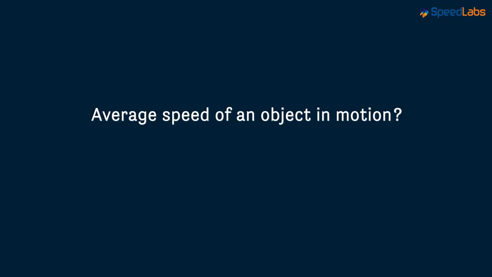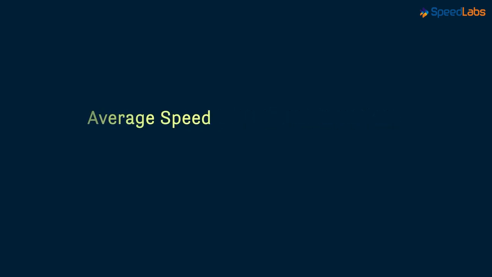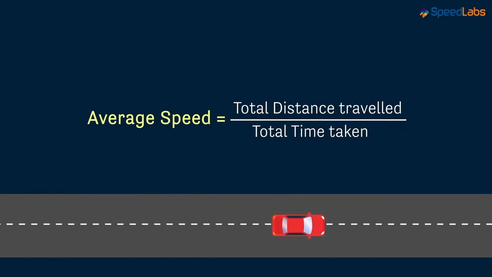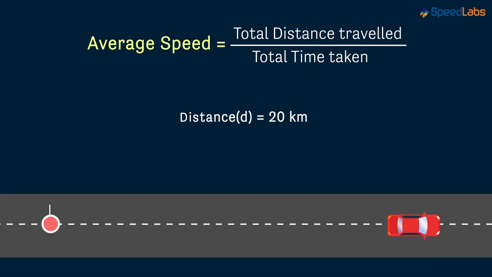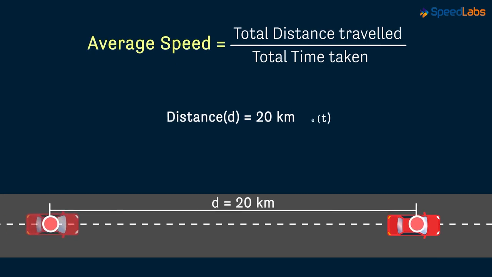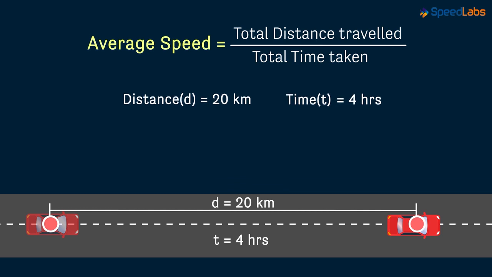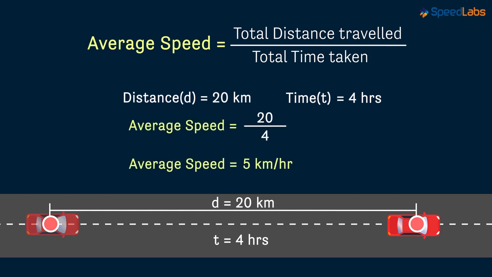How do we define the average speed of an object in motion? From our last video, we note that the average speed is the total distance traveled over the total time it takes to cover that distance. For instance, if the total distance is 20 kilometers and the total time the object takes to cover this distance is 4 hours, then the average speed is 5 kilometers per hour.